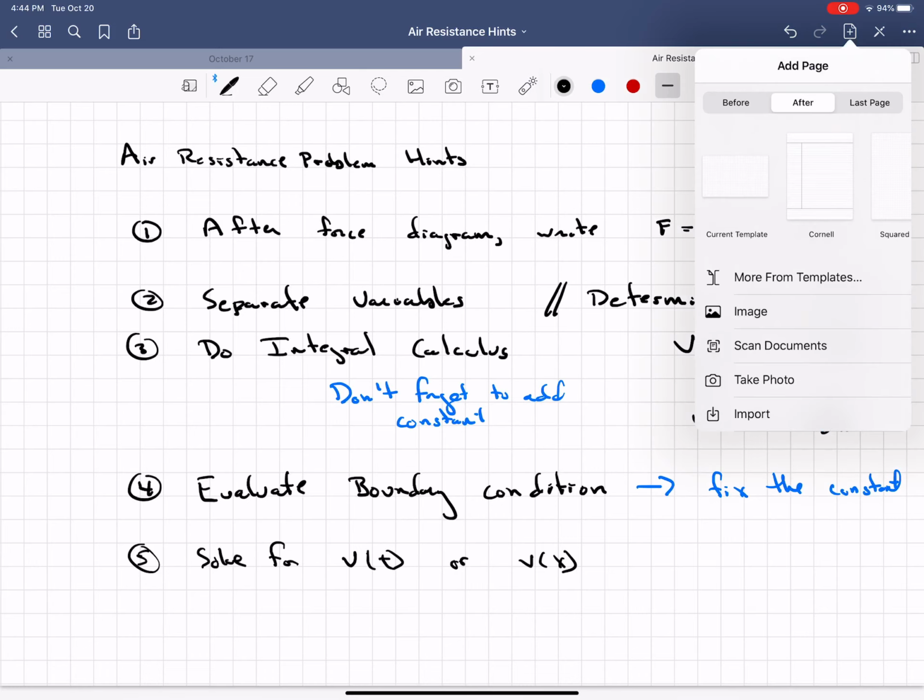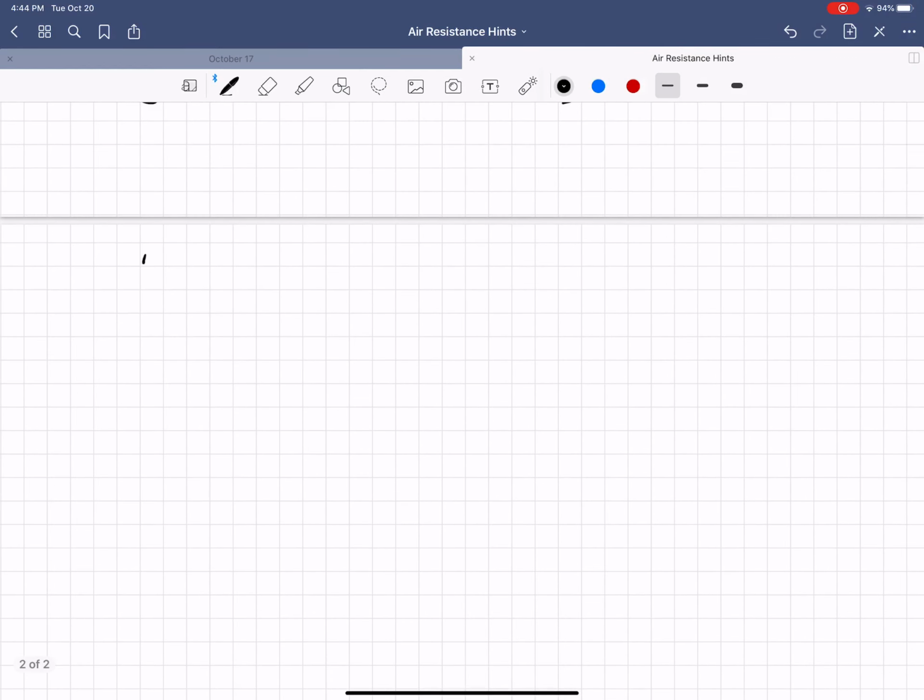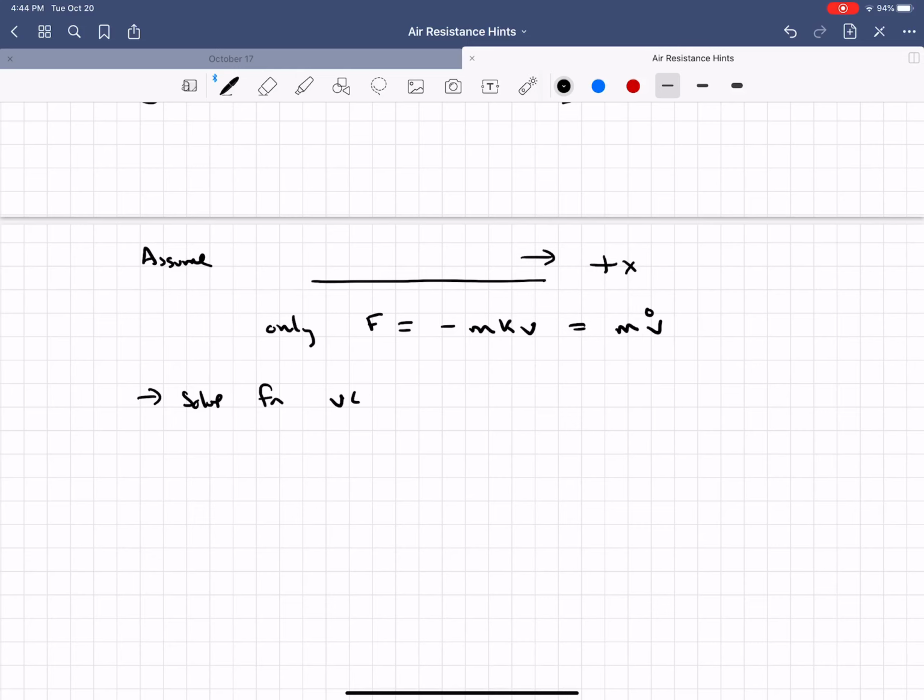So as a quick first example, let's assume we're going to move along the horizontal direction, which we'll call the x direction, and that our only force will be equal to a linear air resistance force. So let's suppose our only force is minus mkv. So we're going to set that equal to mv dot. So let's say we want to first solve for v as a function of t with v at 0 being equal to some speed v0.